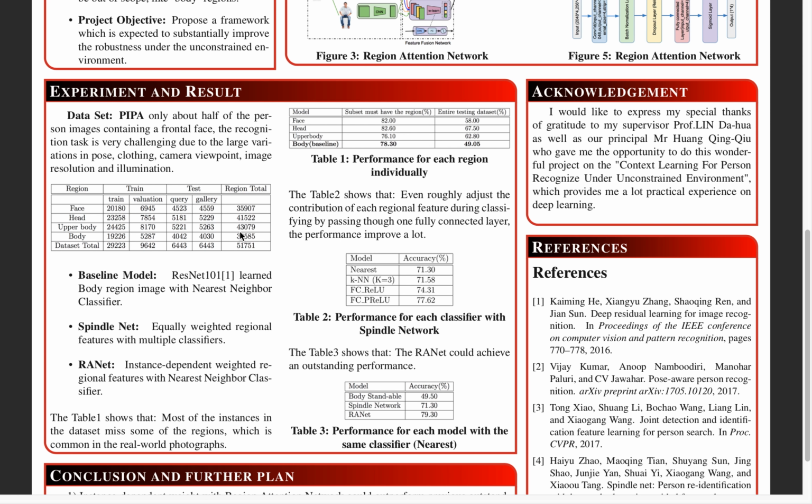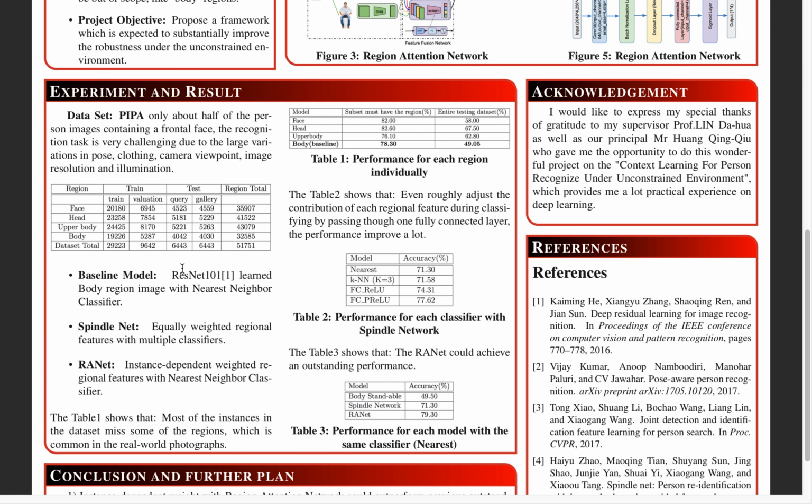The dataset detail is shown in the table. From the dataset, we could see about 30% of instances have no detectable face region, 20% have no detectable head region, 70% have no detectable upper body, and 38% have no detectable whole body. So it is a very challenging dataset for us to do the recognition.